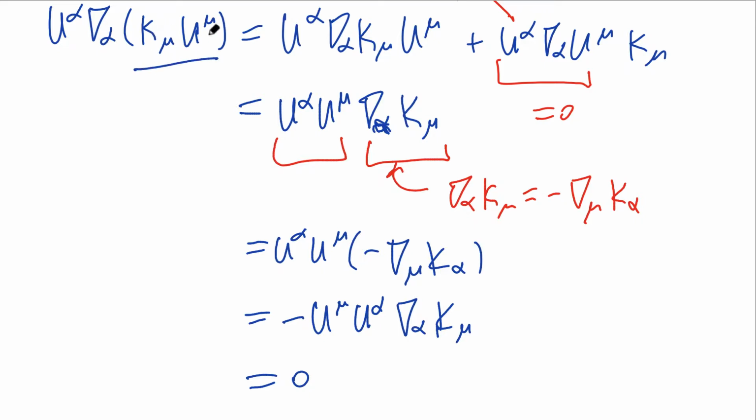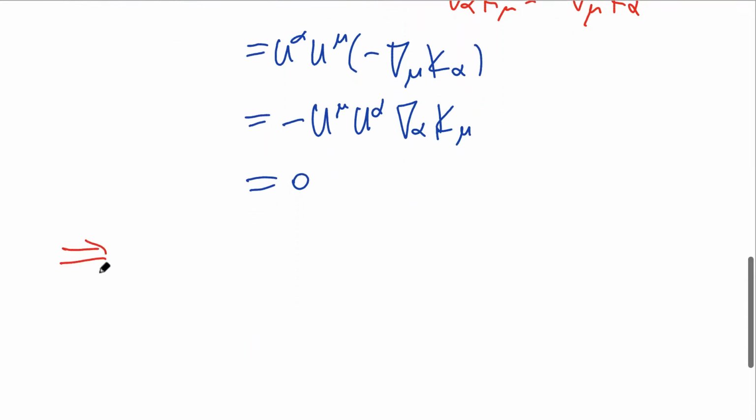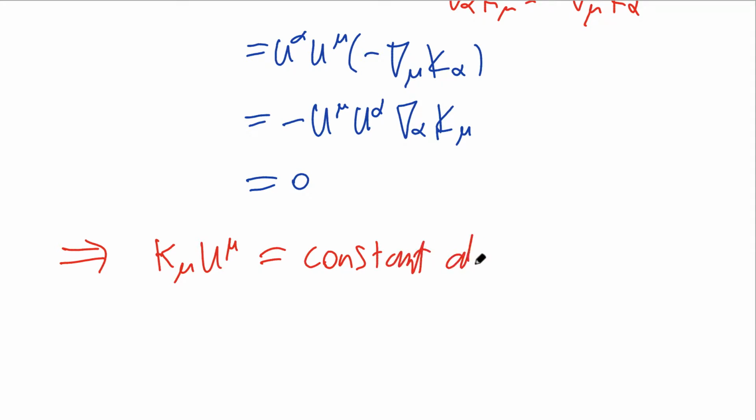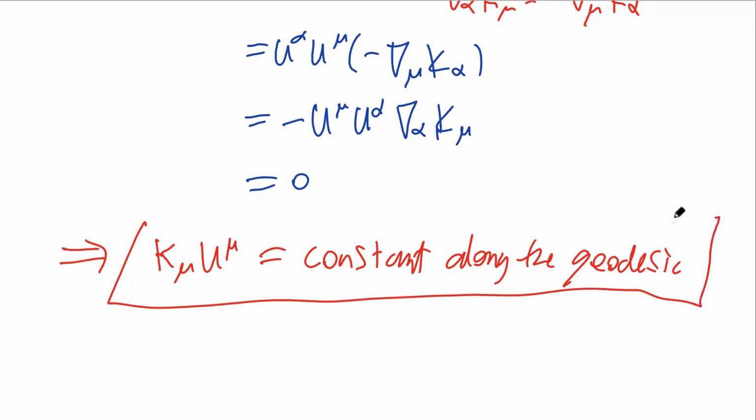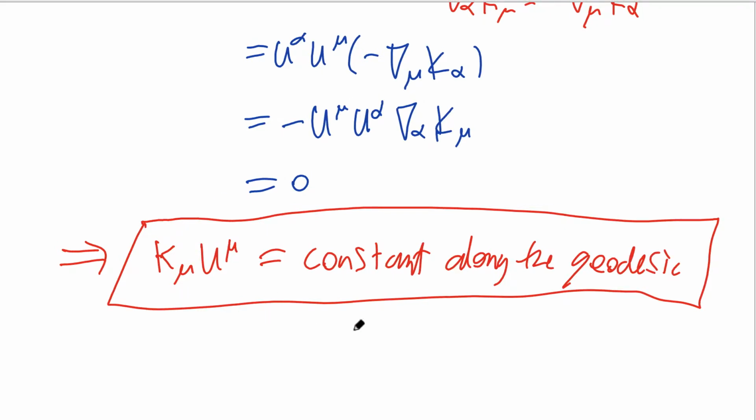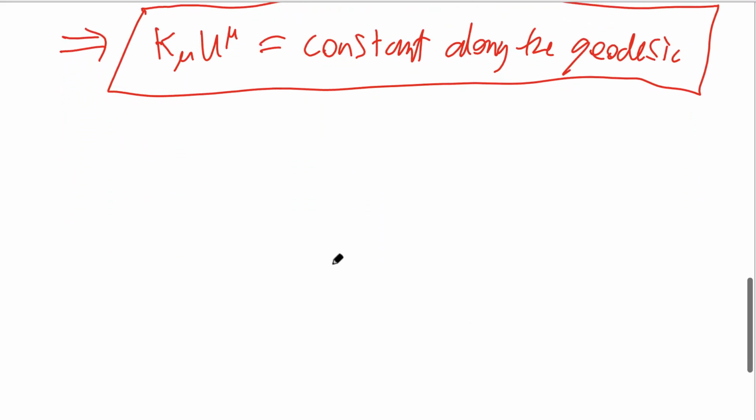All right, so what I've now proved is that the inner product of k and u along the world line is a constant. It's a constant along the geodesic. And this holds for any geodesic in any space-time with a symmetry, where k is the Killing vector field that generates that symmetry. Now let's apply this result to the Schwarzschild space-time.